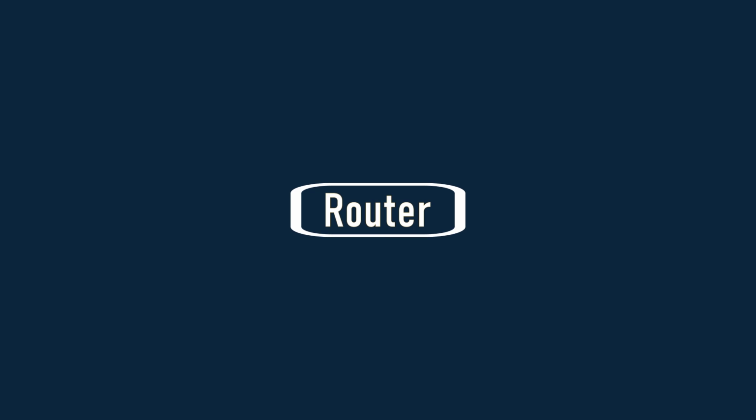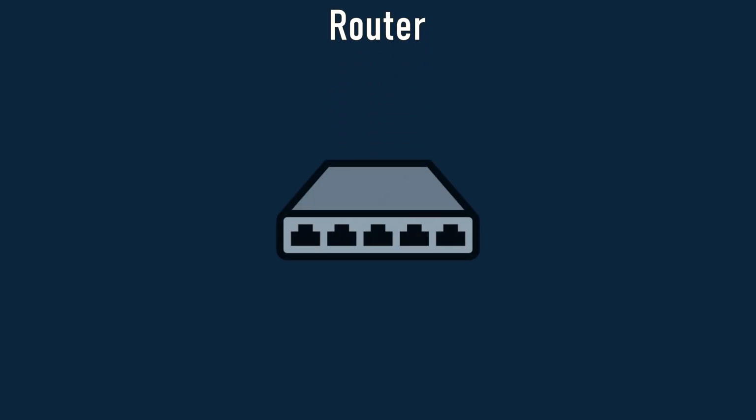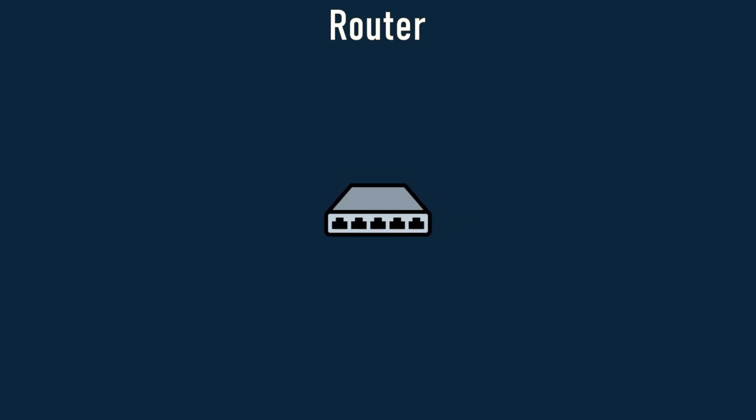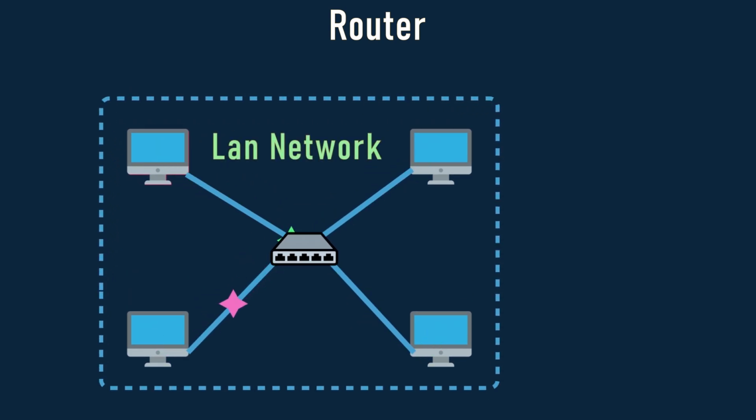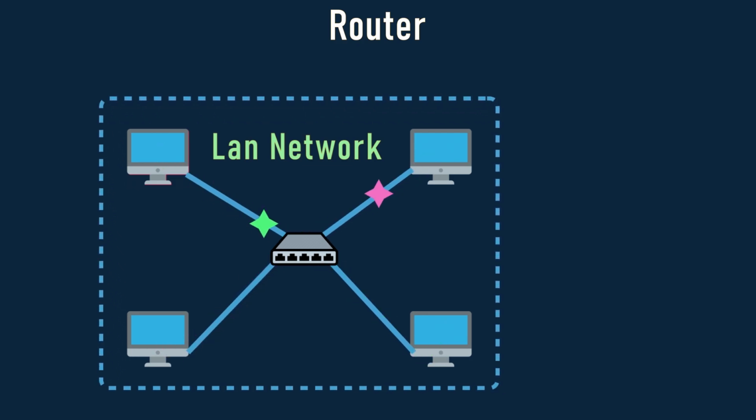To understand routers, let's first review central devices we have already covered, such as hubs and switches. This will help us understand routers more clearly. A hub or switch allows devices to communicate with each other within the same network or local area network, right? The devices connected to a switch can communicate with each other easily.